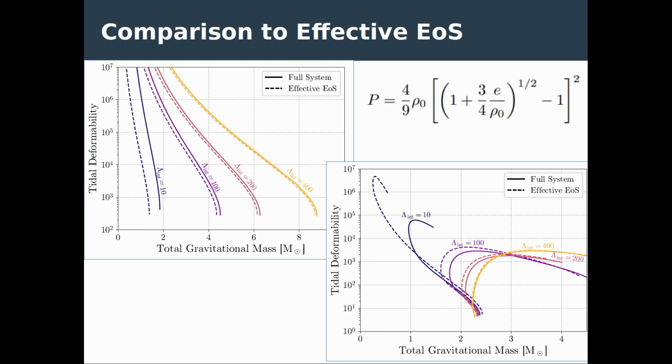So this is for pure boson stars, and this is for fermion-boson stars. And you can see here the larger your self-interactions, the better the effective equation of state captures your tidal deformability.